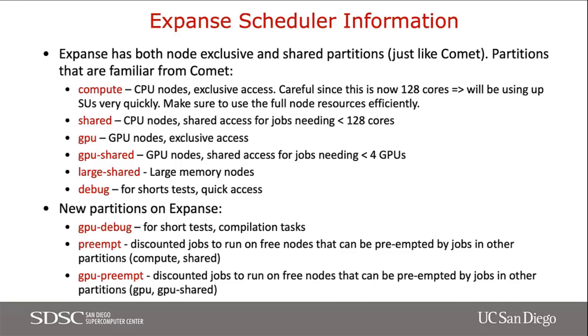So what's new on Expanse? A few things. One is there's a GPU debug partition, which I know will make a lot of users happy because it was one of the things that was asked for a lot on Comet. So we do have a GPU debug partition. This is essentially for short tests and compilation tasks. We also have preempt partitions, which discount the SUs used, so that you can run on the nodes if they're free, but the jobs can be preempted by jobs in other partitions like compute or shared, for example. Similarly, we have a GPU preempt partition.